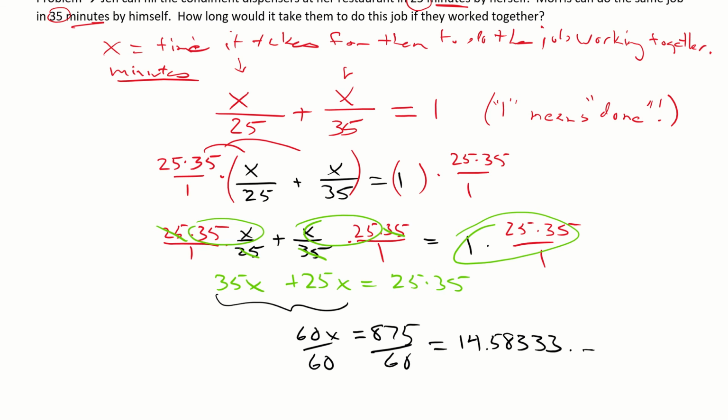You want to change it to a fraction? I will. I'll hit that magic button on the calculator if I can find it. There you are. And it's saying 14 and 7/12 minutes. That's the answer. Now, look at your problem. Does it make sense? Jen by herself, 25 minutes. With help from Morris, less than 15 minutes. Makes sense, doesn't it? Let's try another one.